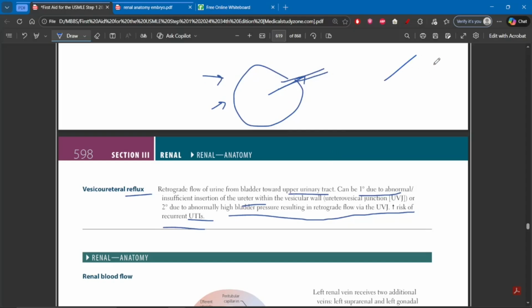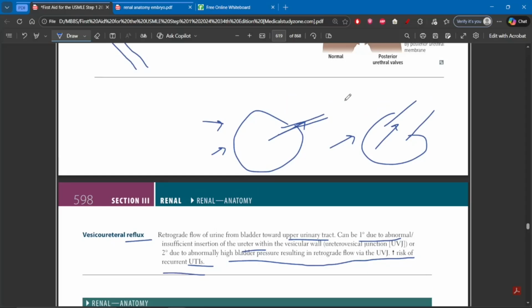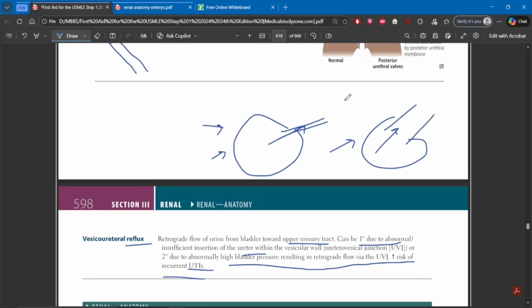If I could draw, so this is the ureter, this is the bladder. Whenever the bladder contracts, some of the urine will go back. That will cause the problem. Or it is secondary to abnormally high bladder pressure. So if the connection of the ureter is perfect, but the bladder is contracting very strongly, right? Some high contraction is occurring.